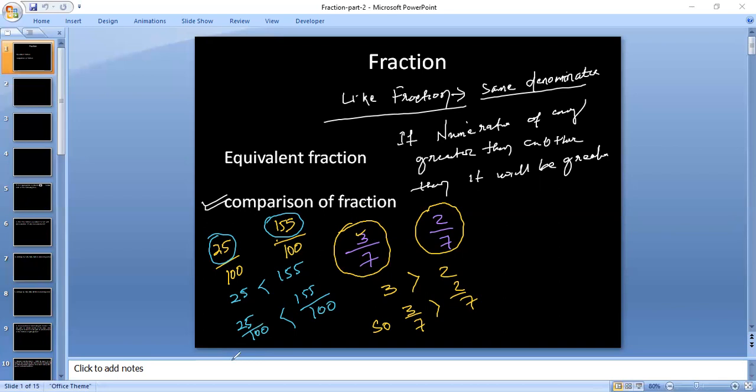Then we take the another type of fraction, that is improper fraction or mixed fraction.